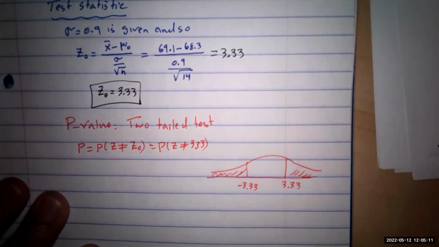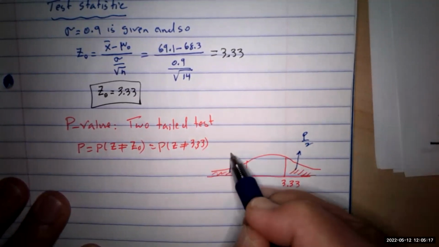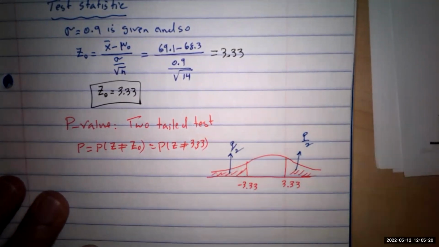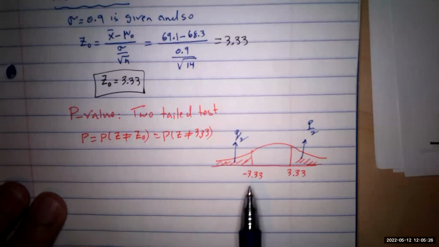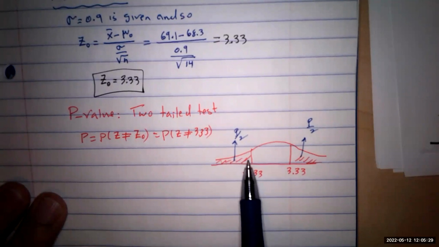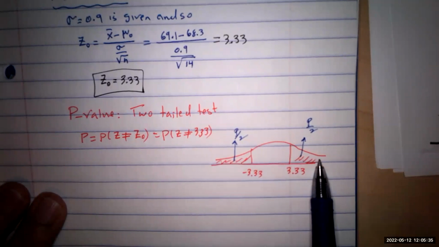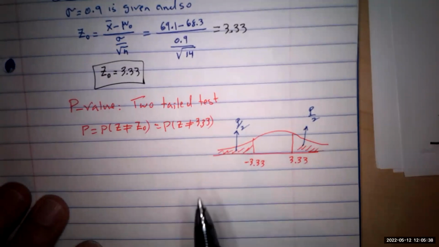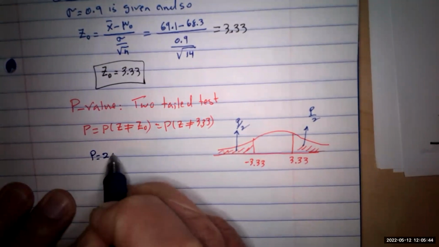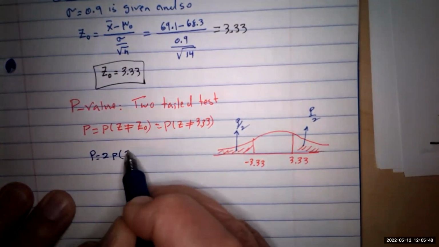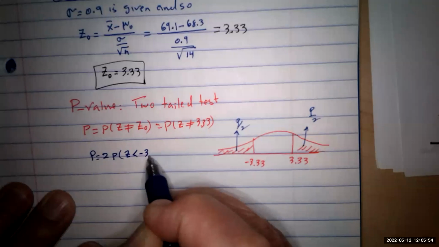The portion to the right and the portion to the left. So this would be half of the p-value, and this would be half of the p-value. So what we do is find one of them and multiply by 2. This is better, because for the negative one the area to the left, you directly read from the table. But if you want to do the other one, you have to find the complement, and it takes more time. So the p-value is going to be twice the probability that z is less than negative 3.33. We can use your calculator as well.